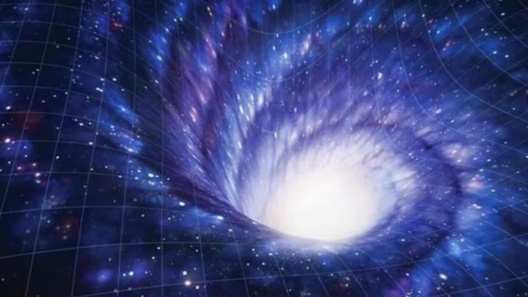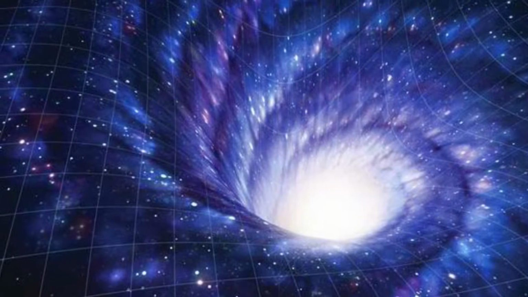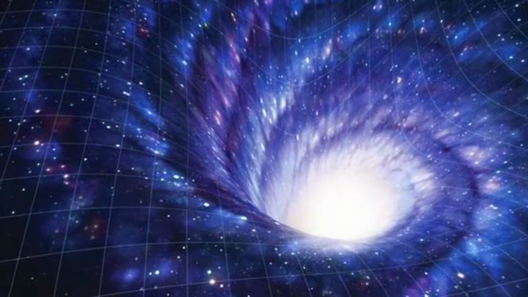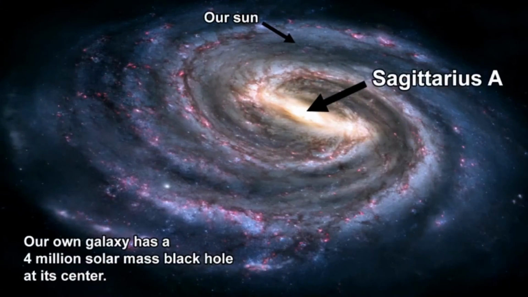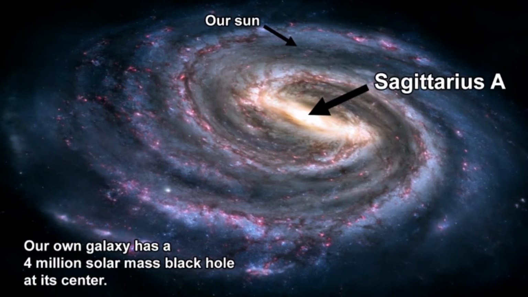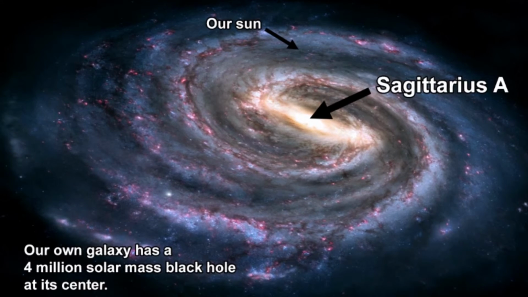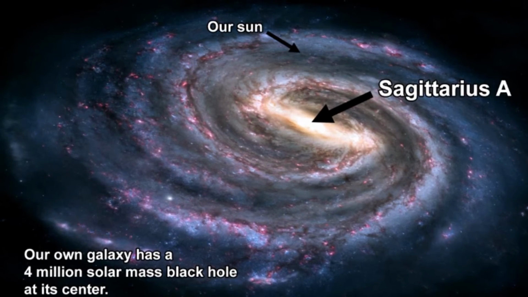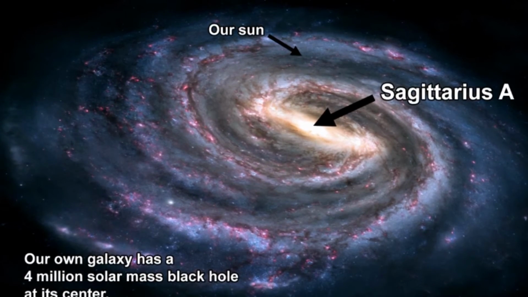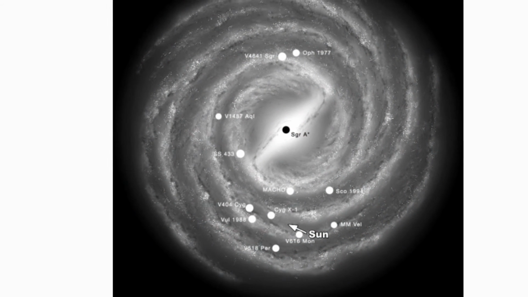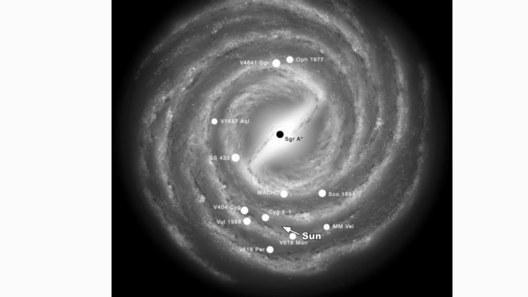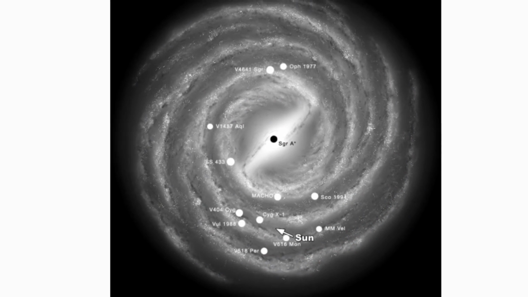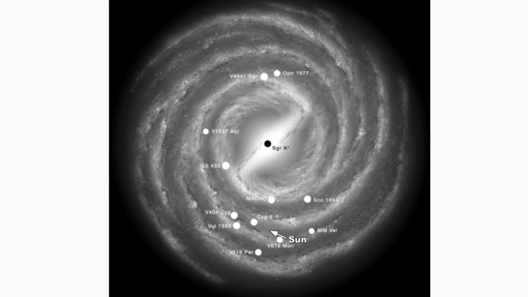Evidence suggests that most, if not all, galaxies have giant black holes at their cores. Here's the supposed location of Sagittarius A, the black hole at the center of the Milky Way galaxy. It is thought to have the mass of 4 million suns. Scientists also believe that supermassive black holes play an important role in the formation of galaxies. Here's a map of the discovered black holes in our universe.